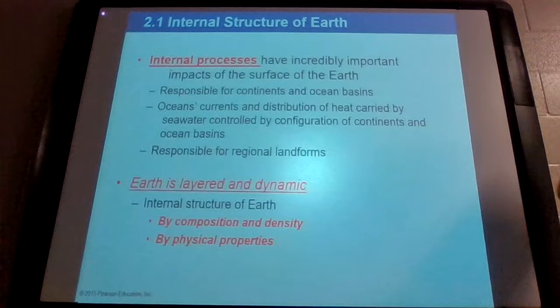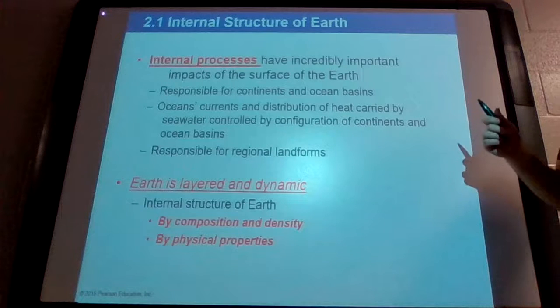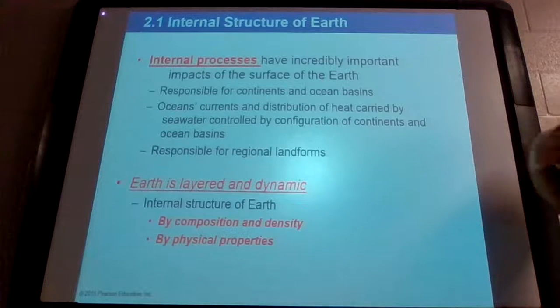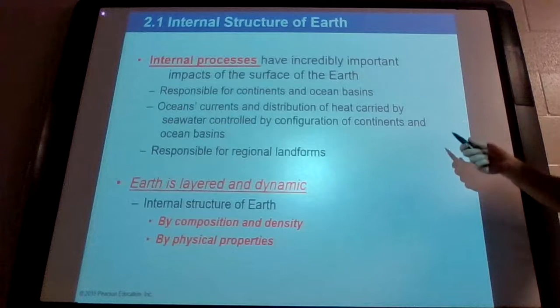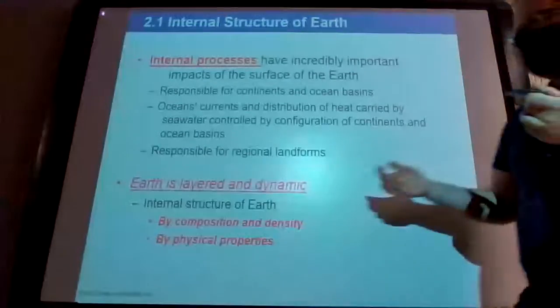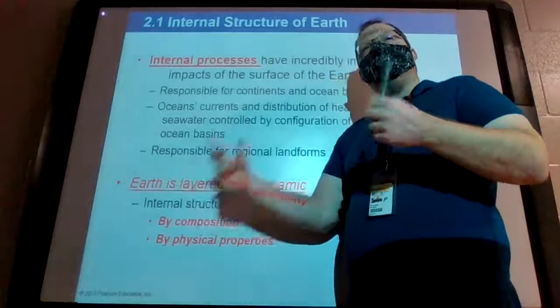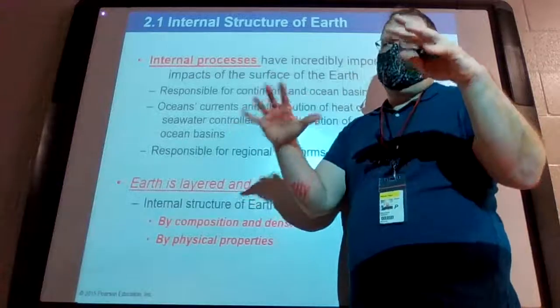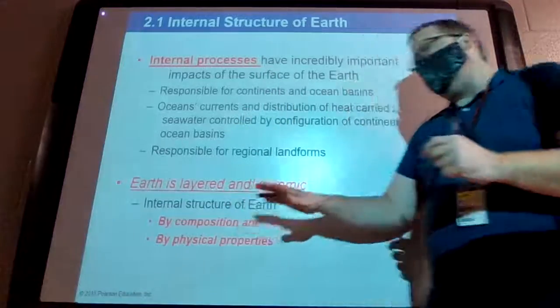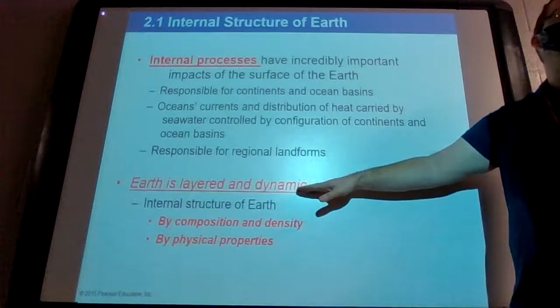Let's see. They talk about internal processes, and basically what they're talking about here is how the heat from inside the Earth helps drive plate tectonics and shape the overall structure of our planet. They're telling us that the Earth is layered. We have several different layers: the crust, the mantle, and the different cores. And it's dynamic, which means it's constantly changing.